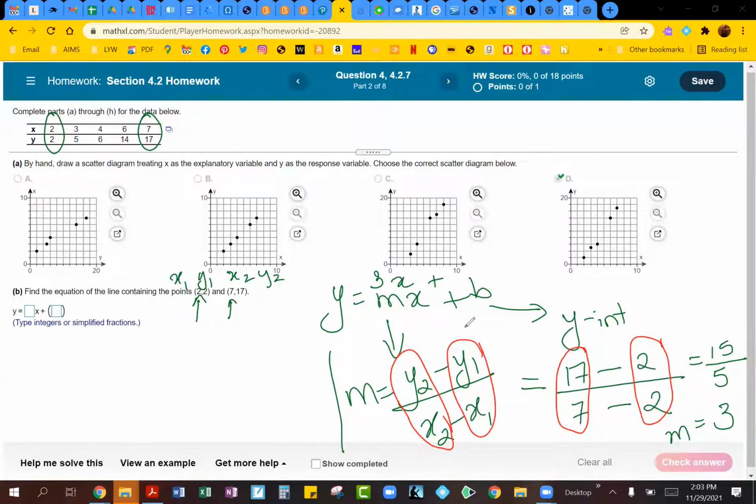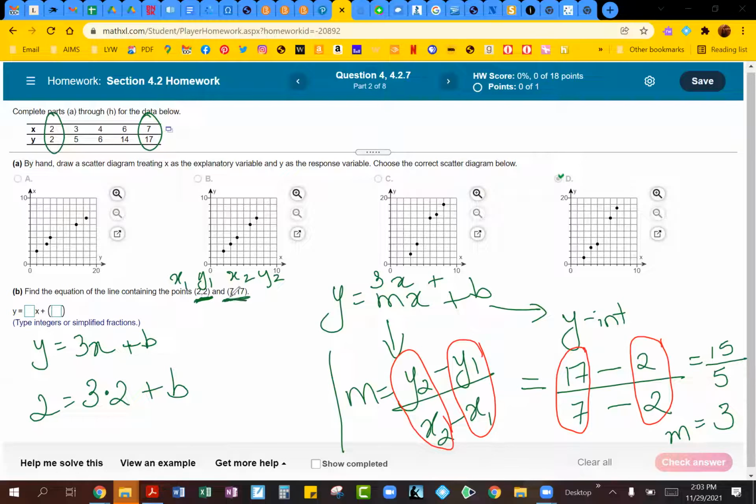So what I suggest for this one is first go ahead and find your slope. So we've got this part of the equation taken care of. And then honestly, just use one of these points. It doesn't matter which one, and use them for your x and y value. So we'll just go with the simple one here, 2 and 2. So your x value is 2. So this will become 3 times 2. Your y value is 2. So y over here will also be 2.